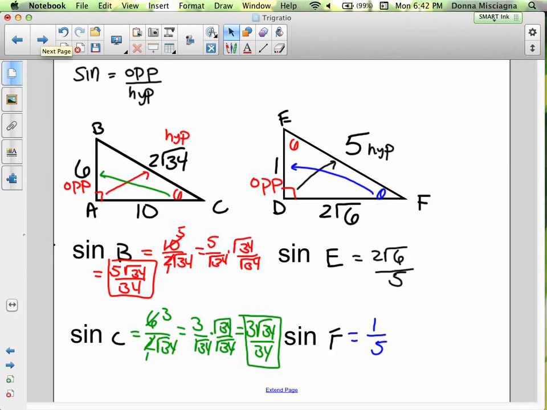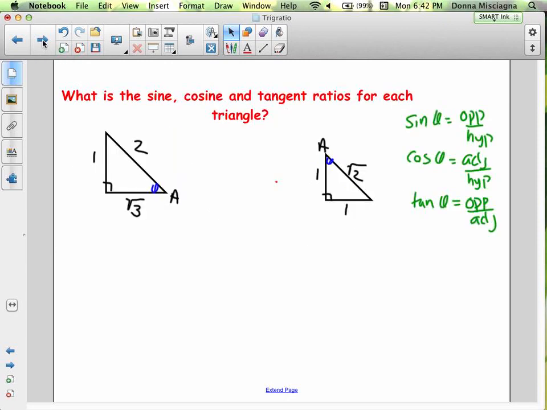Another one done, right? We're just finding our trig ratios. We'll do other things with these trig ratios in later lessons, but right now, just finding the ratios. So here we're going to find the sine, the cosine, and the tangent ratios for each triangle here, right? And these are actually some very special triangles.